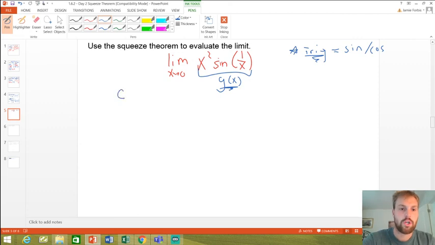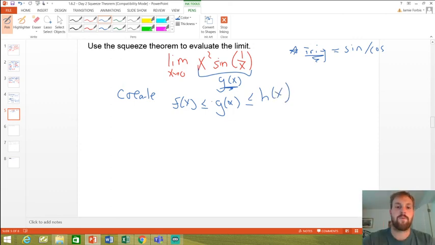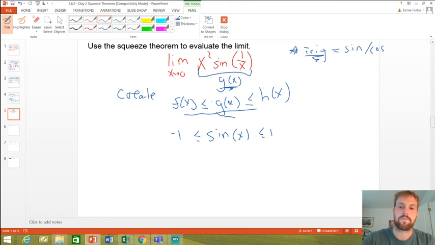We're going to create this inequality: f of x less than or equal to g of x, which is what I'm given, less than or equal to h of x. And this is how. We're going to start off with what we know. We know an inequality already: negative 1 is less than or equal to sine of x, less than or equal to positive 1. That's why this is so useful with trig, because we know an initial inequality.